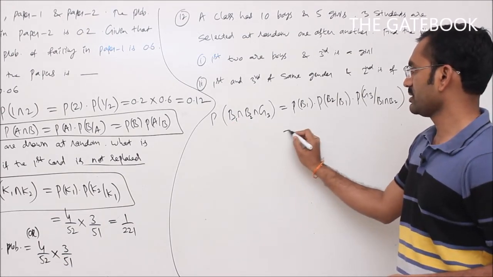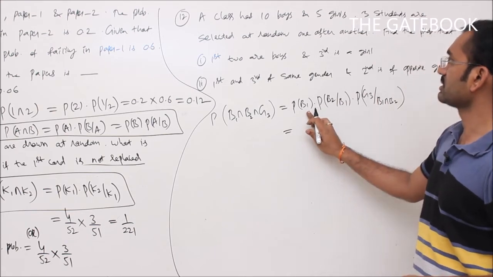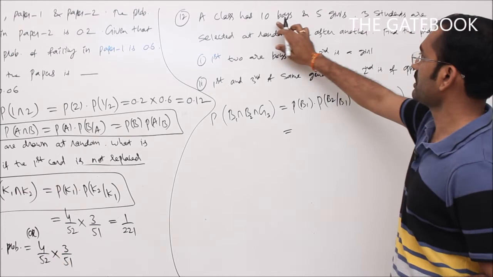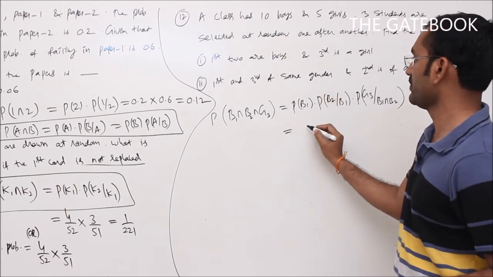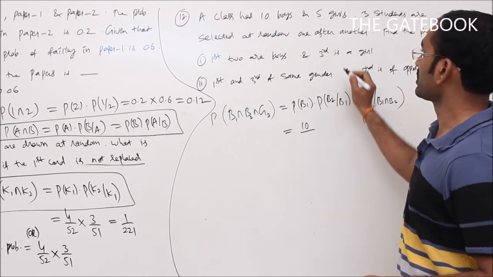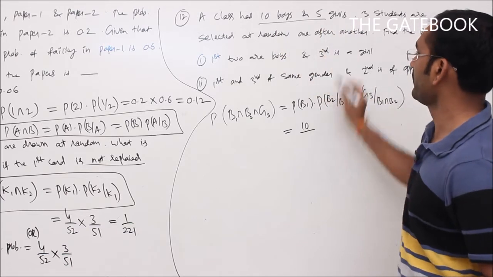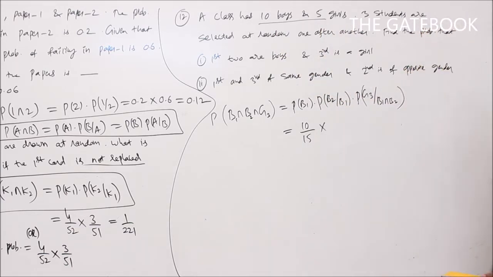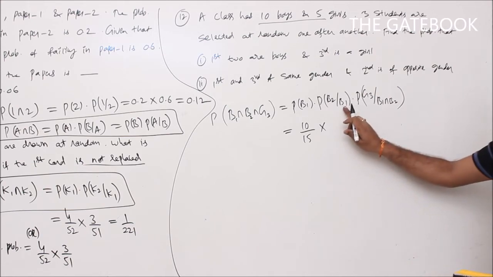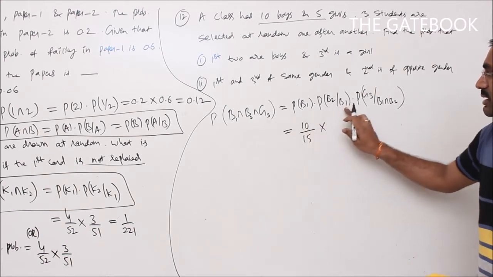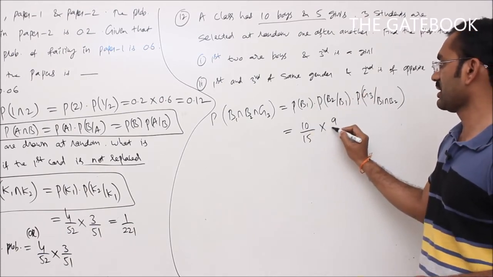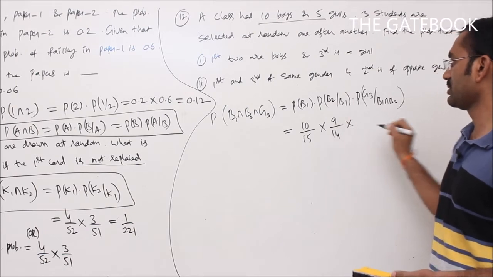So the probability of selecting a boy here: how many boys are there? Totally 10 boys are there. Out of 10 boys, I select only one boy. So 10 by, the total number of students is 10 plus 5, 15. 10 by 15 into, next selecting a boy under the condition that the first selected student is a boy. So already one boy is gone, so remaining boys are 9. 9 by 14 we will get.